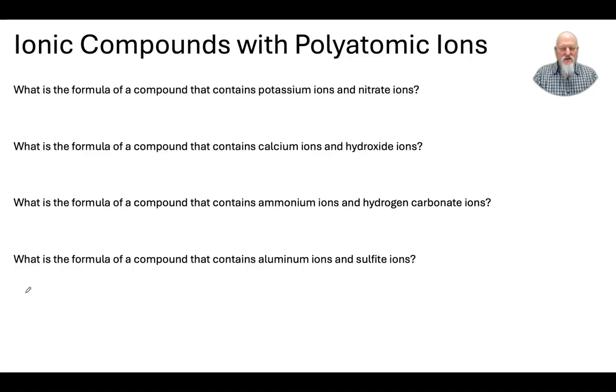All right. So let's talk about ionic compounds with polyatomic ions. The question asks, what is the formula of a compound that contains potassium ions and nitrate ions? Okay, so potassium ions are going to be the metal ions, K+, because potassium is an alkali metal. They occur in the first column, so that's going to be their charge. And then nitrate ions, we just saw nitrate on the table before, NO3-.